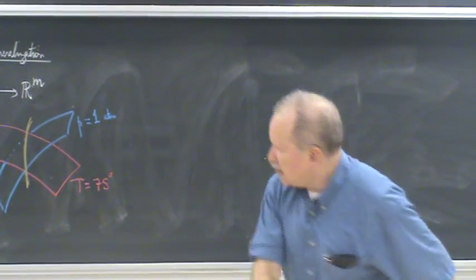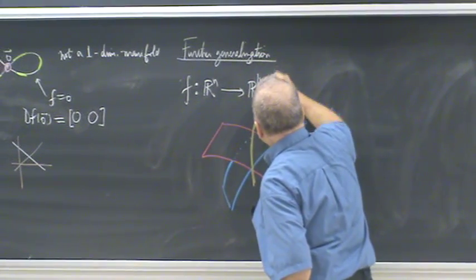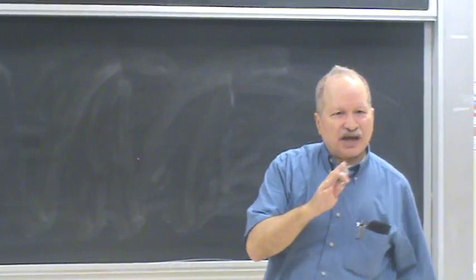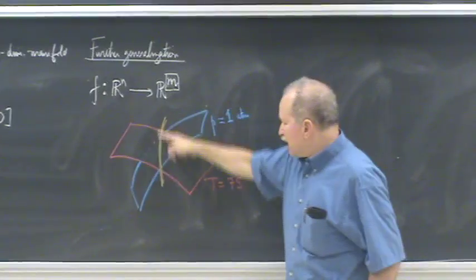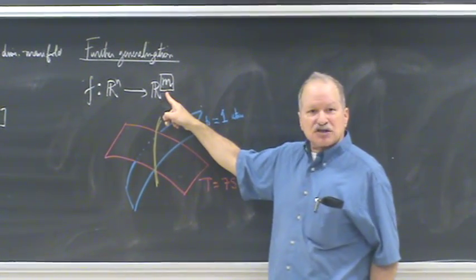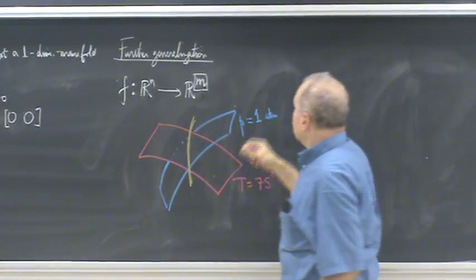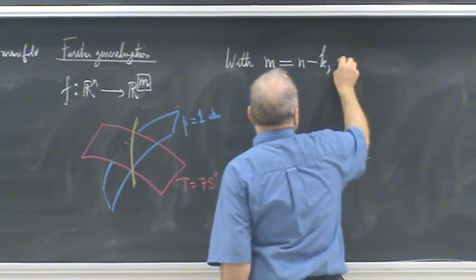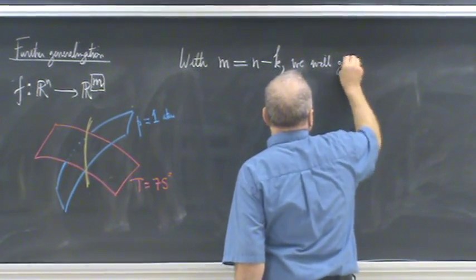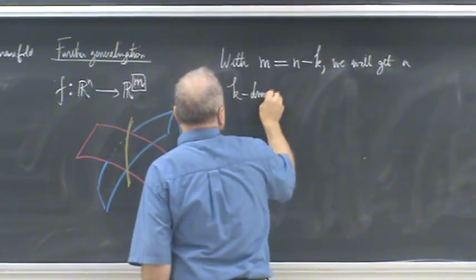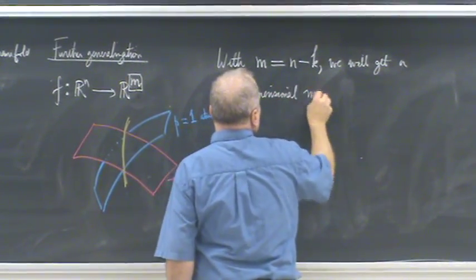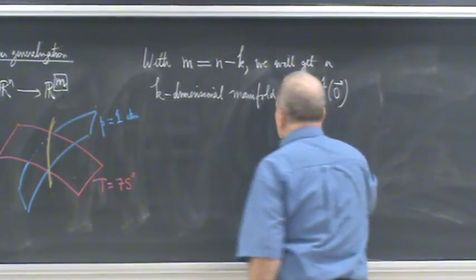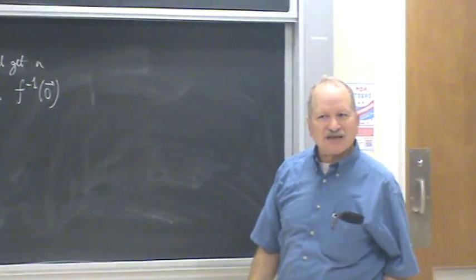So what would you think if I wanted to get a k-dimensional manifold? What do you think I should have for m? Just motivate yourself by the linear case. If you wanted a k-dimensional plane for your intersection, how many linear equations would you need? n minus k. So with m equal to n minus k, we will get a k-dimensional manifold for the solution set, provided my equations are not redundant.